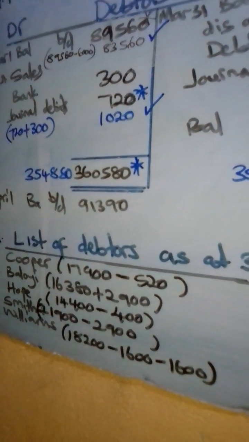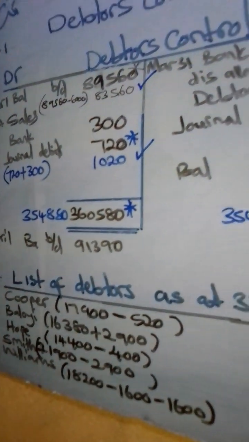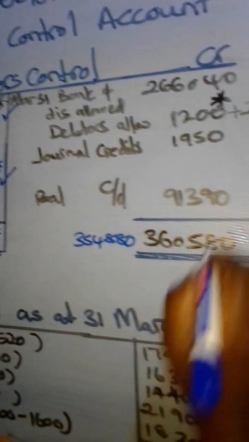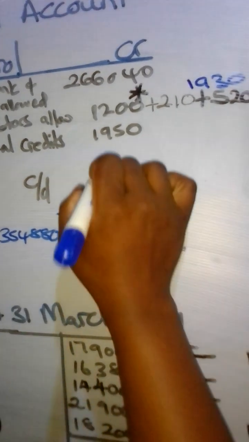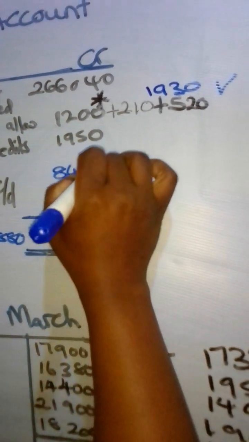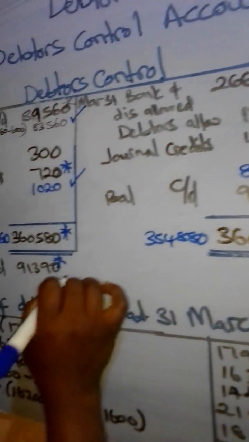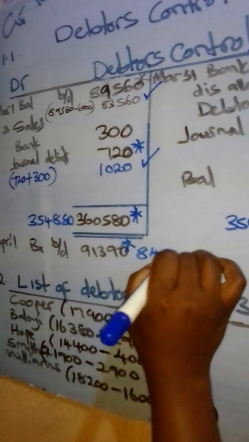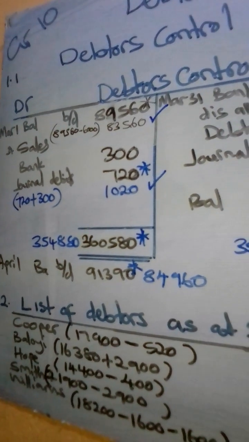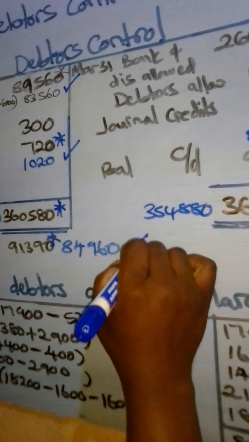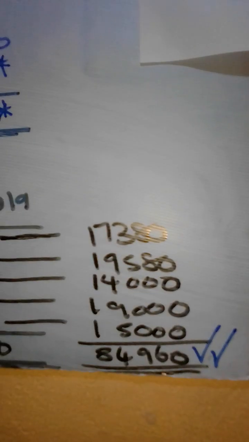And then if we subtract the smaller side, which is the credit side, we are going to remain with 84,000. This one was wrong. We are going to remain with 84,960. So this one is also going to be 84,960. Can you see that? This amount and this amount, they are now agreeing.